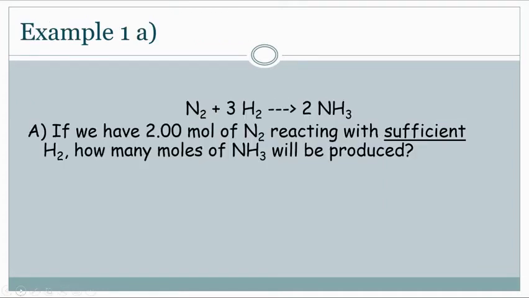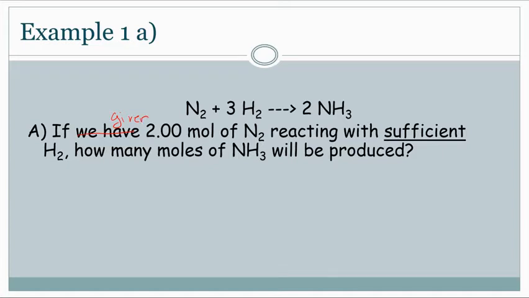And again, we have the reaction of nitrogen reacts with hydrogen to produce ammonia. So if we have 2 moles of N2 reacting with sufficient H2, sufficient meaning I have more than enough hydrogen, how many moles of NH3 will be produced? Well, let's look at what we can underline to be the most important things. So this is our given.